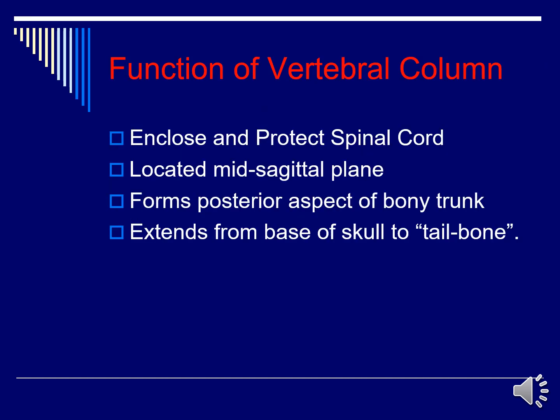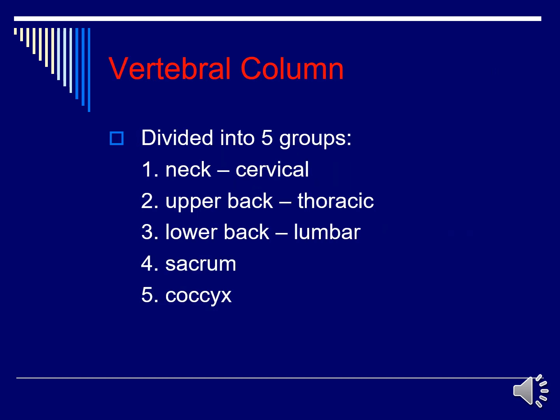So as you know, the function of the vertebral column is to enclose and protect the spinal cord, which is located at mid-sagittal plane and posterior to the bony trunk. It extends from the base of the skull to the tailbone. The vertebral column is divided into 5 groups. You have the neck, which is known as the cervical, the upper back, which is known as the thoracic, the lower back, which is known as the lumbar, and the sacrum and coccyx. We will also cover the SI joints in this lecture.